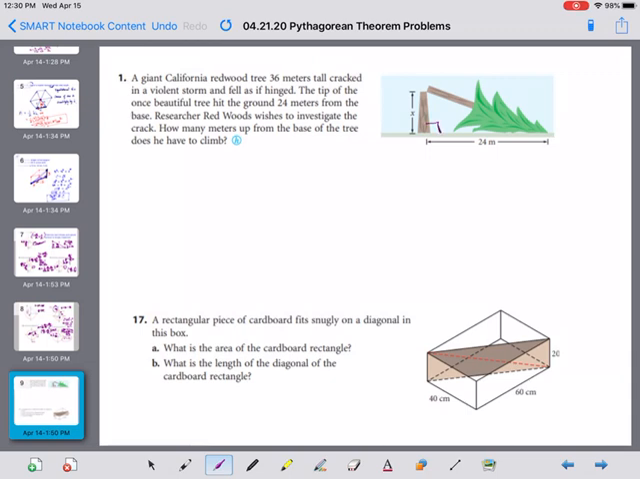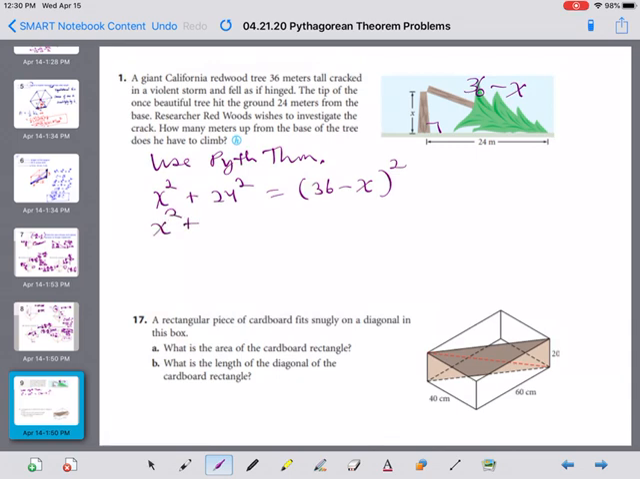So this forms a right triangle. The height is x, the base is 24. Now, if the whole tree is 36 meters tall, then what's left is 36 minus x. Think about that for a second. Okay. Now we want to solve for x. So now use Pythagorean theorem to set up an equation. I think it ends up as a quadratic. So you get x squared plus 24 squared equals 36 minus x quantity squared.